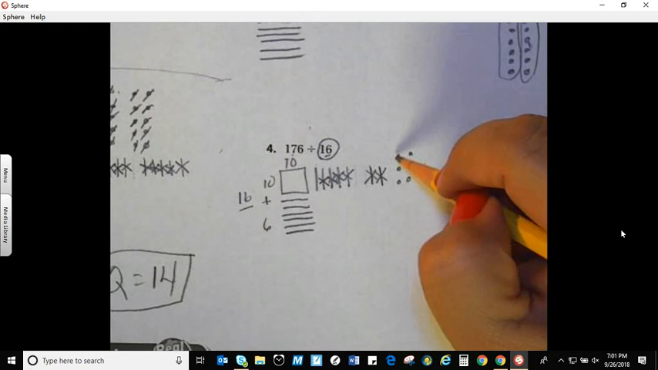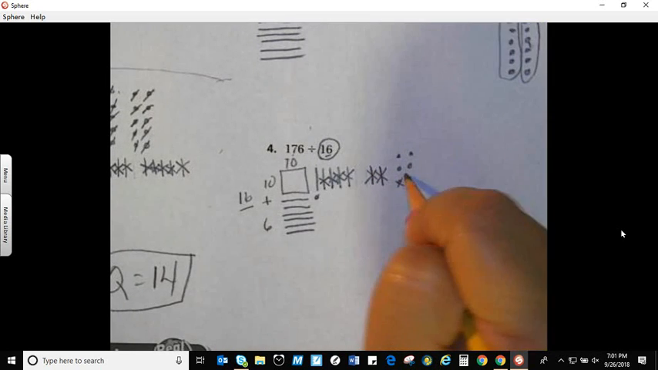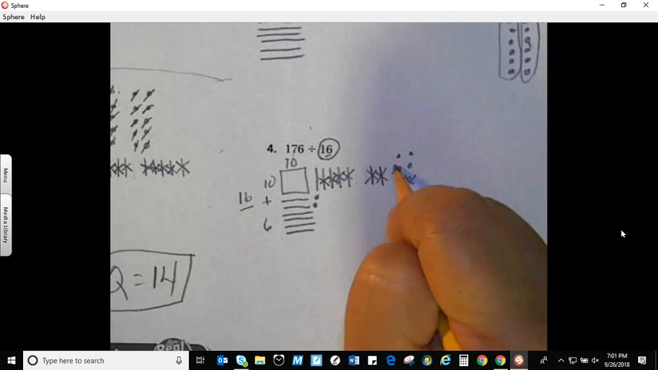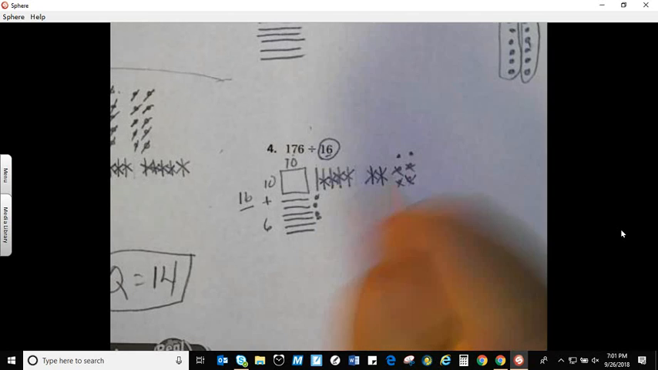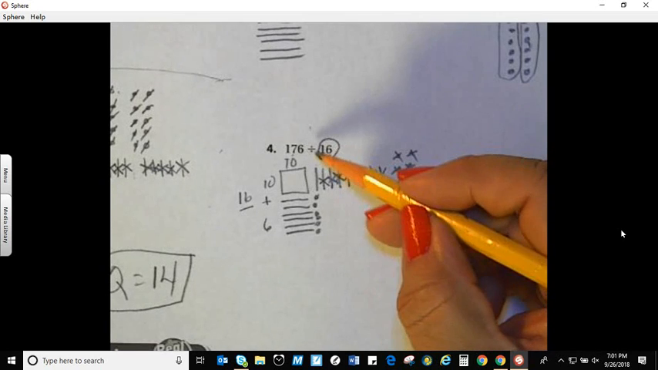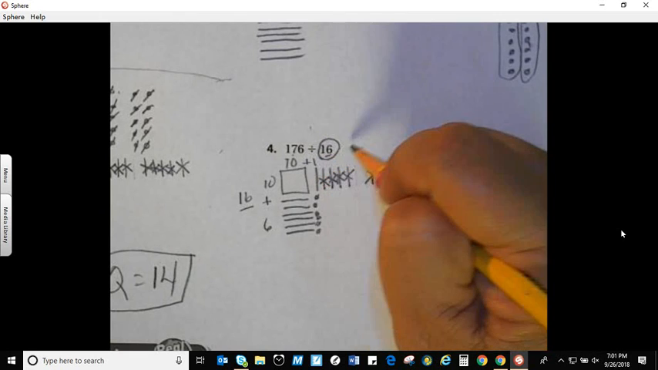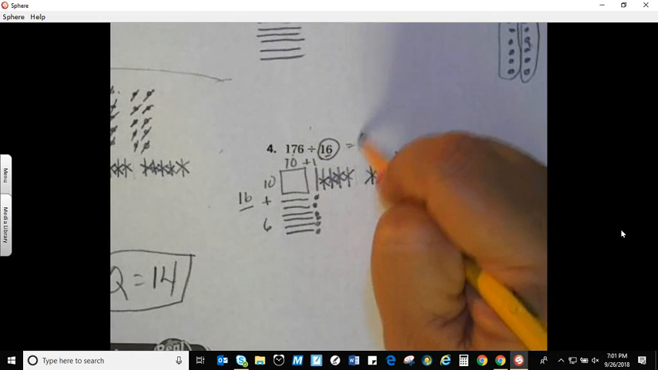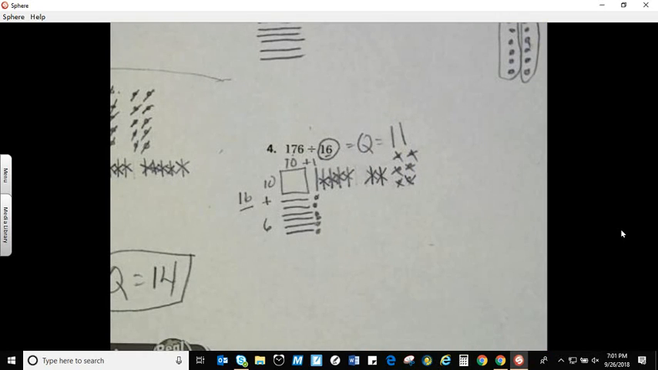And how many do you have here? So I'm going to bring this. 1, 2, 3, 4, 5, 6. So how many more groups of 16 do you have? I have my 10 plus my 1, and my quotient is equal to 11. There you go. All right, now let's move on to number 6.